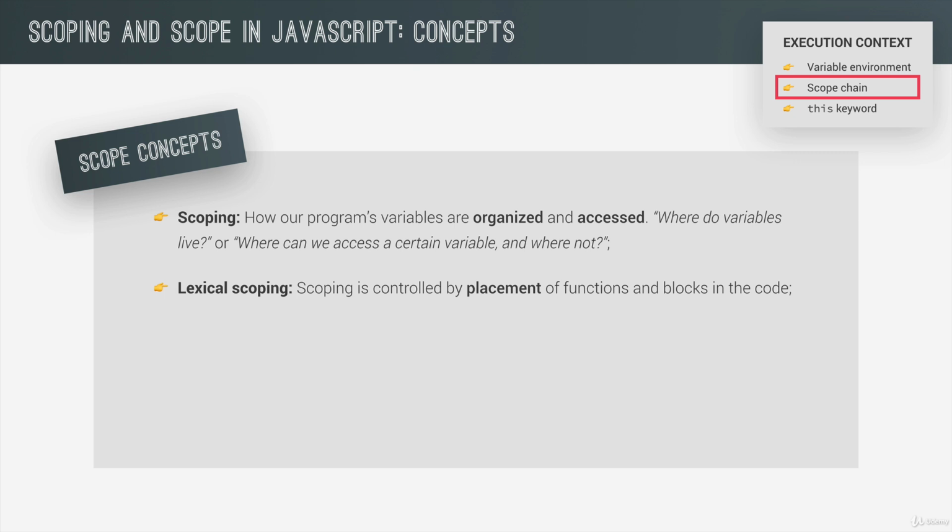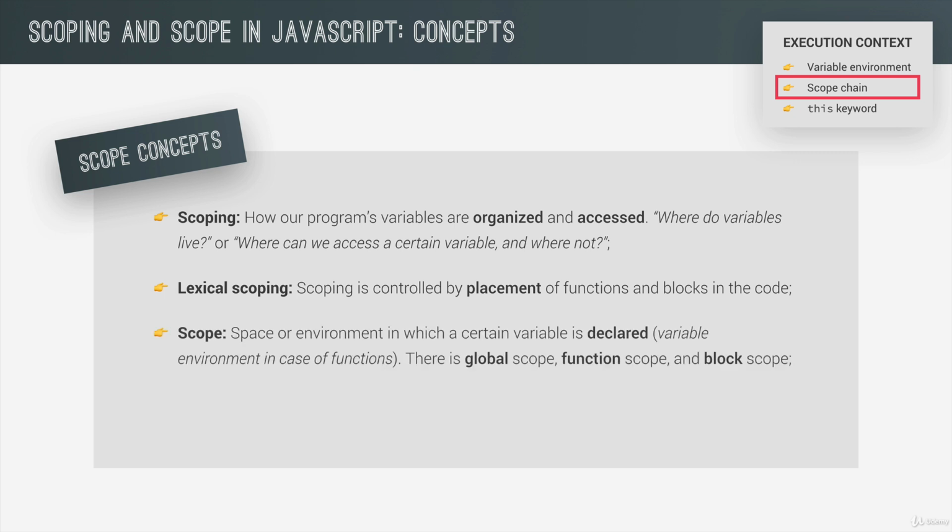Okay, and now about scope itself. Scope is the space or environment in which a certain variable is declared. Simple as that. And in the case of functions, that's essentially the variable environment which is stored in the function's execution context. So if now you're asking yourself, what's the difference between scope and variable environment? Then the answer is that for the case of functions, it's basically the same. Now in JavaScript, we have the global scope, function scope, and block scope. And we will talk about these in a second.